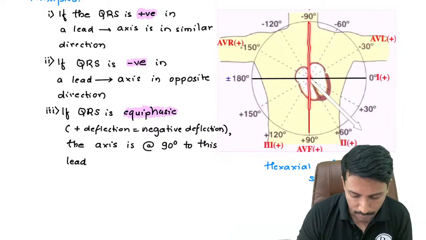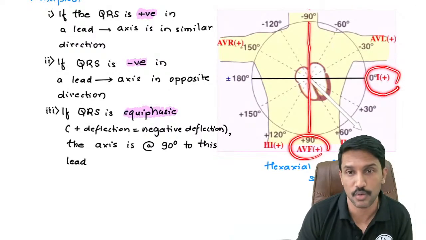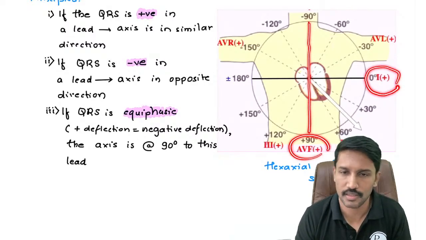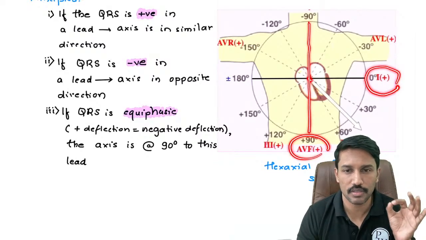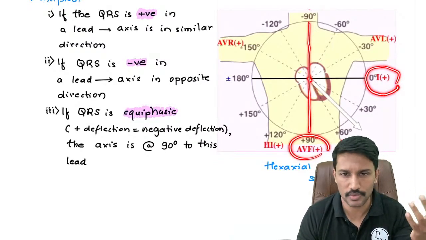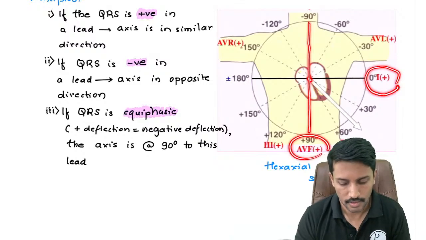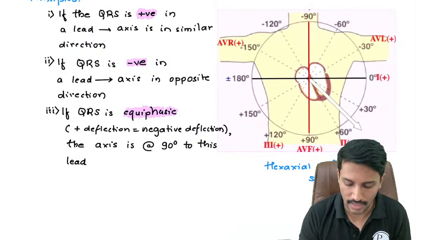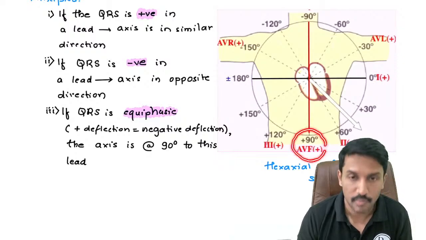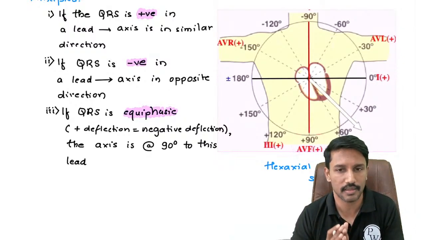Once I figure out which lead is 90 degree to the lead with equiphasic QRS, I have to see whether the QRS is net positive or net negative. R bigger means positive, S bigger means negative. If the S is bigger, the axis will become minus 90 degree. If the R is bigger, the axis will become plus 90 degree. That is how we determine the axis.